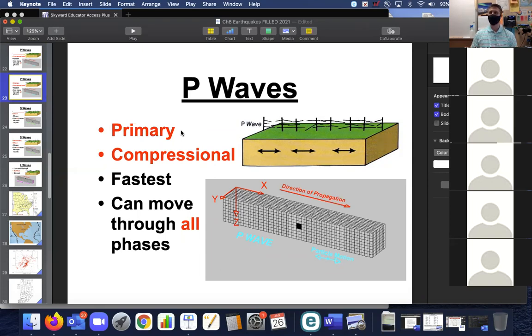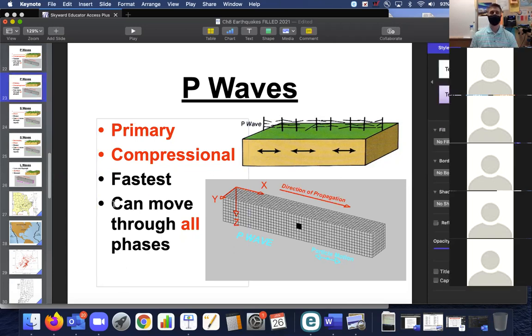This is the fastest of all the waves that are generated from an earthquake. So it's the first one to get anywhere on Earth. So wherever the earthquake happens at the focus, and those waves move out, the P waves are going to be the first waves to reach something. Something important we'll talk more about later this week: something important about P waves is that they can move through all phases. So it can move through solids and it can move through liquids.